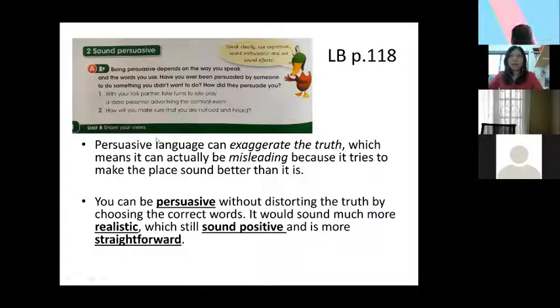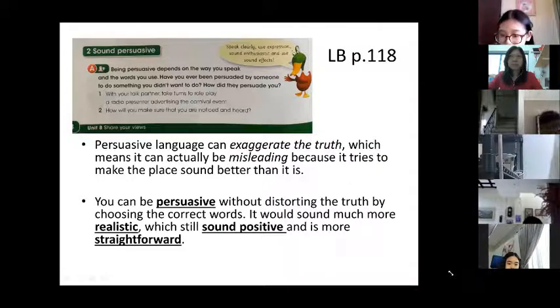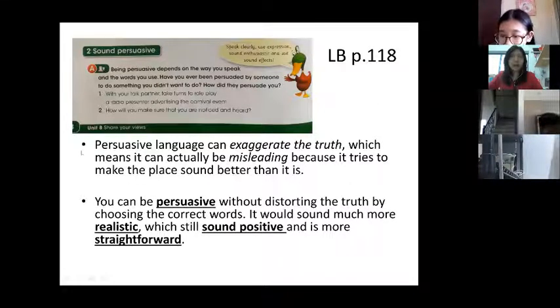Okay, now these are the two things you have to note down, children. Please note down these 2 points that I have shown you on your screen. Everybody write down now on your thinking journal. Please pay attention. This is important, okay? Because in the end, you will write a persuasive text. I'm going to read these 2 points for you. Persuasive language can exaggerate the truth. Exaggerate means to make it bigger, to make it more than it is, which means it can actually be misleading because it tries to make the place sound better than it is.